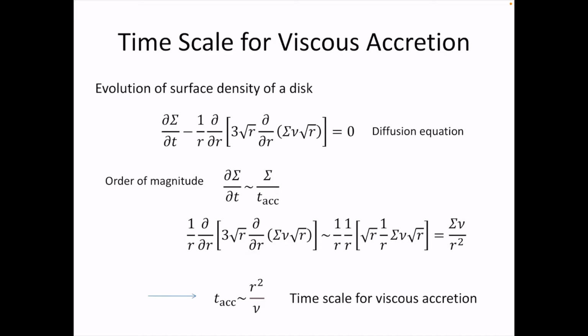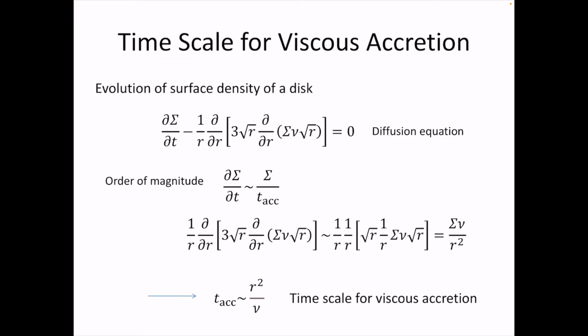Hello everyone. In the previous lectures, we derived the basic equation to describe the evolution of an accretion disk. First of all, we'd like to estimate the time scale for viscous accretion. The basic equation for the evolution of the surface density of a disk is given by these equations. We'll show this equation is a diffusion equation later. Using order of magnitude, we estimate the time scale for the diffusion. We'll find the time scale for viscous evolution of a disk.